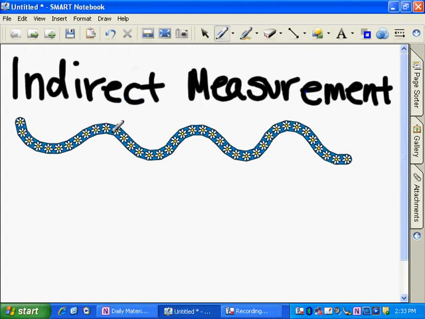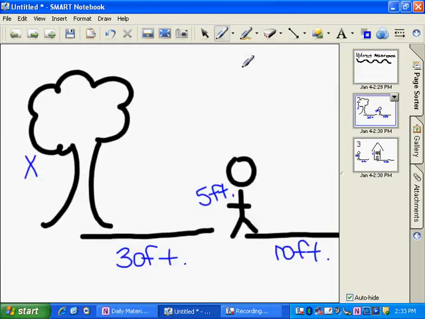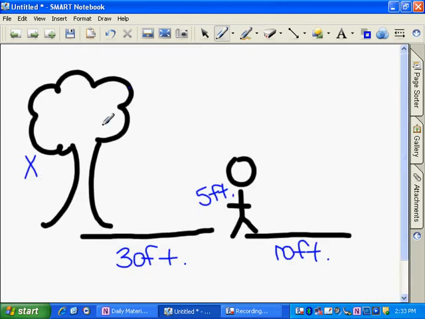I'm going to talk to you about indirect measurement and how you can use the sun and the shadows that objects cast to help you find the length of an object that would be really tall and hard for you to measure otherwise. But in order to do that, you have to have something to compare it to. So I'm going to give you the example of a person and a tree.